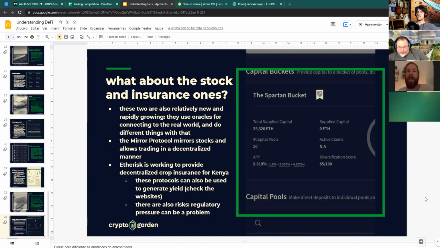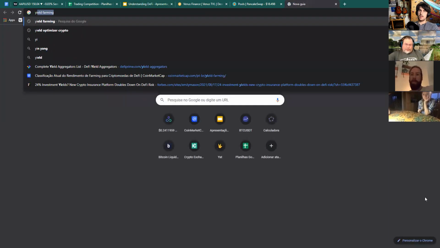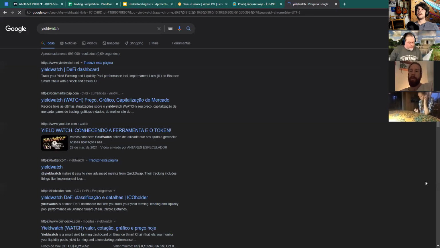And one question I have is, how do you track impermanent loss? Yes. So tracking impermanent loss is quite a difficult problem to solve, right? Because there are some platforms, some trackers, that let you track. However, they require you to pay for it. So they automatically do that for you.